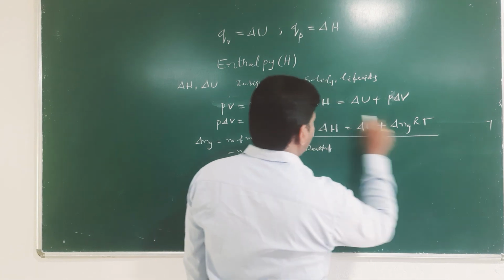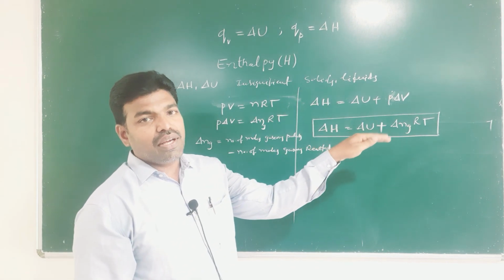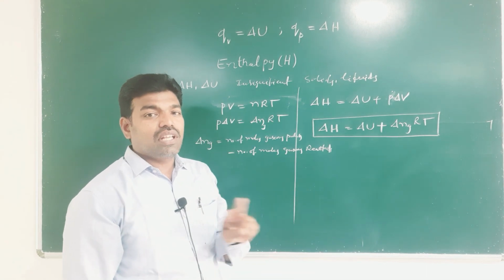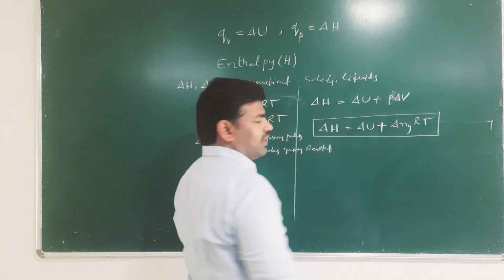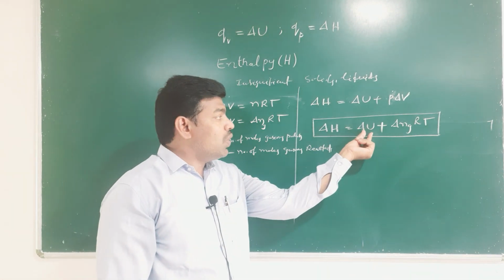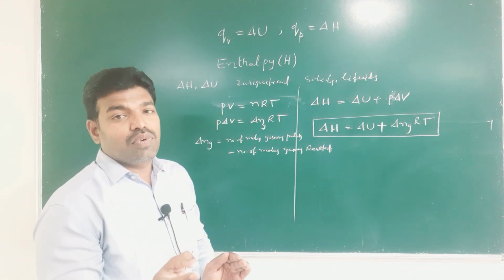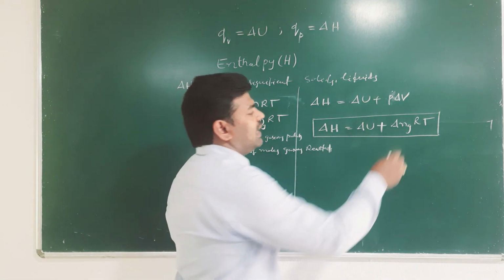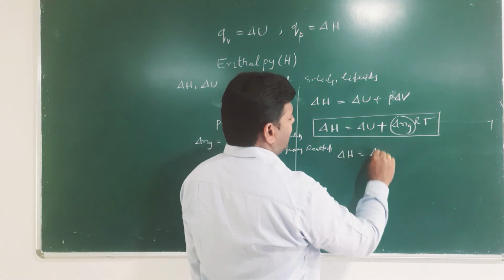This is a very important relation. By this relation we can convert delta H into delta U and delta U into delta H. This matters only in the case of gaseous reactions, because in case of solids and liquids, delta H and delta U are equal, they are identical. Even in case of gaseous reactions, delta H and delta U are identical if delta Ng, that is the number of moles of gaseous products minus the number of moles of gaseous reactants, is 0. If delta Ng is 0, what happens to this equation? Delta H is equal to delta U.